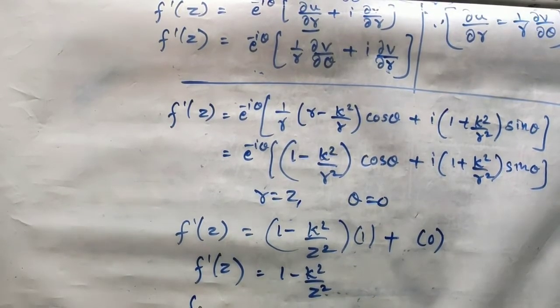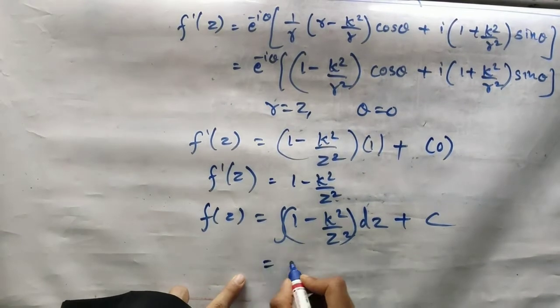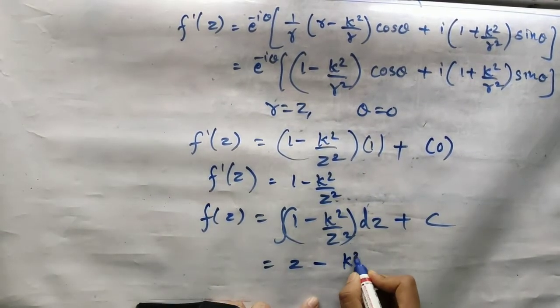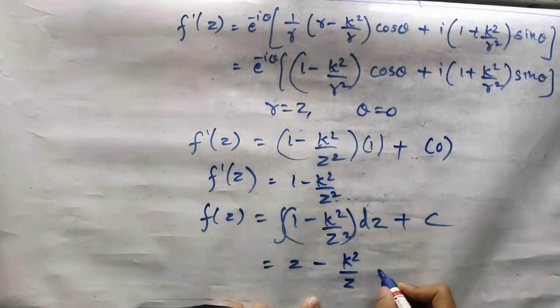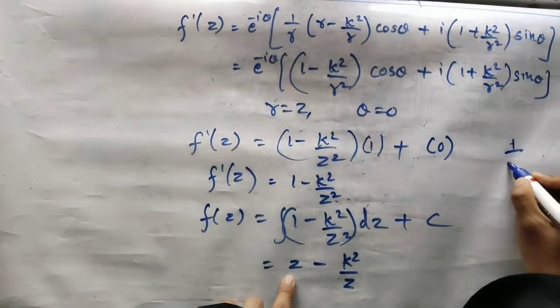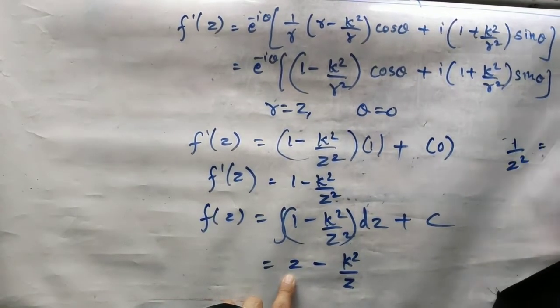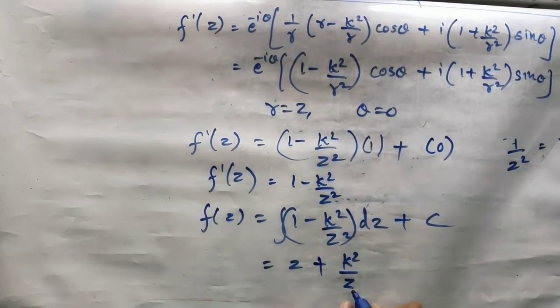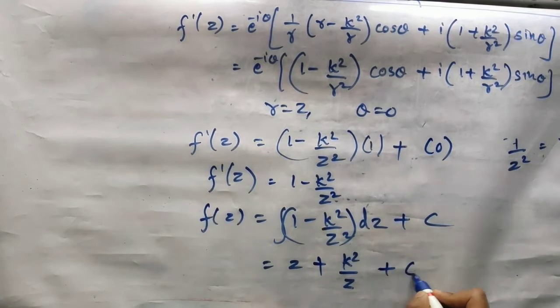Let us integrate it. So f of z is equal to, under integral sign, 1 minus k square by z square dz plus some constant c. Okay, integrating this. The integration of 1 with respect to z is z. So what is integration of 1 by z square? It is minus 1 by z. So it becomes plus k square by z plus some constant c.